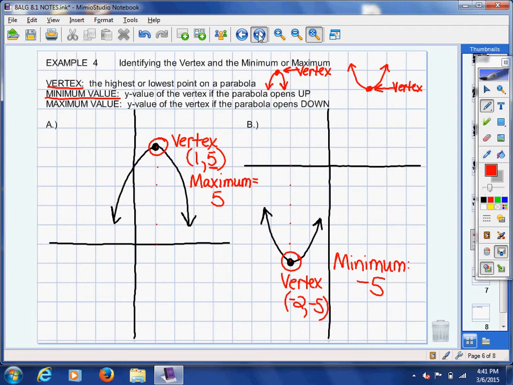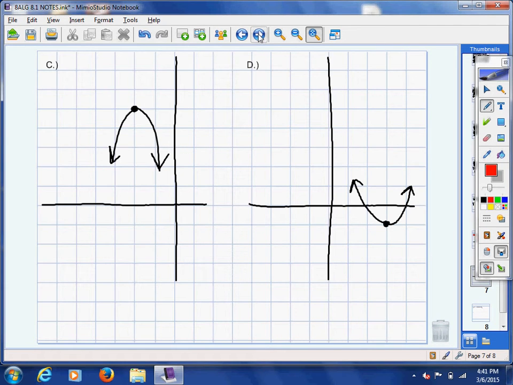So on the next page, you'll see that I have letter C, letter D. Please identify the vertex. I want you to actually name this point, and then tell me whether it's a maximum or a minimum, and then the value of that maximum or minimum. So identify the vertex, and then tell me if it's a maximum or minimum and the value of that. All right, so bring your questions to class. Be glad to discuss it with you tomorrow.